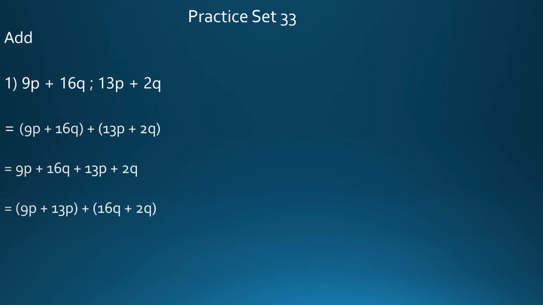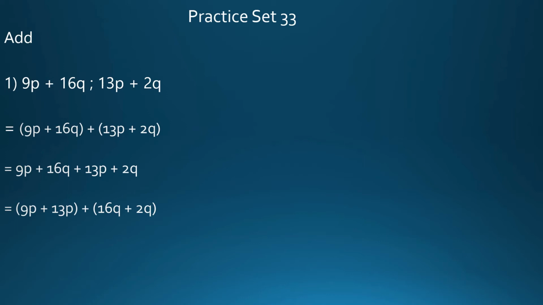In the next step, we are going to bring like terms together. Like terms are the terms which have the same variable. So here p is the variable and q is the variable. The coefficients which have p as a variable are 9 and 13, so we are going to add 9p plus 13p, and 16q plus 2q are also like terms. So we are going to add these two like terms separately.